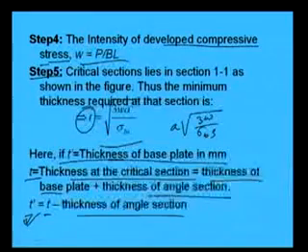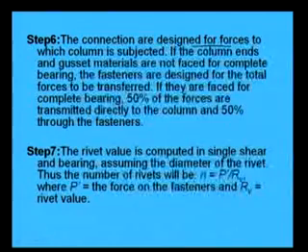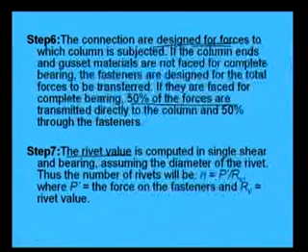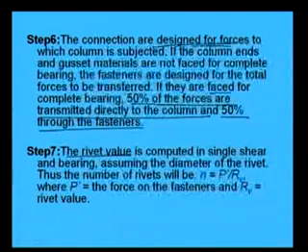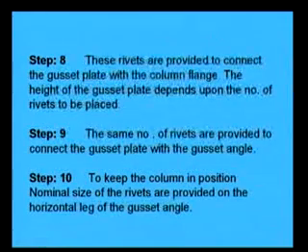Then the connections are designed. These connections are designed on the basis that 50% of the forces will be transmitted directly to the column and 50% through the fasteners if they are faced for complete bearing, otherwise the whole. And we can find out the rivet value for a particular diameter of rivet and plate thickness. Then we can find out the number of rivets on the basis of force on fasteners and rivet value. So, these are the steps, and rivets will be provided to connect the gusset plate with the column plate.